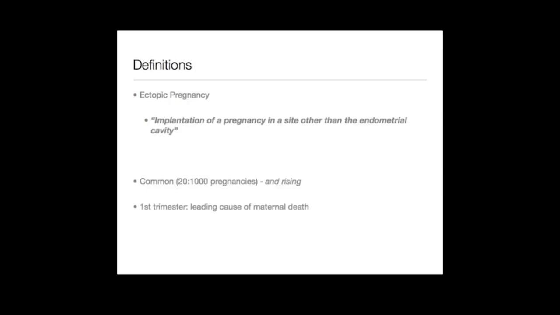So, let's start with definitions. Ectopic pregnancy may be defined as the implantation of a pregnancy in a site other than the endometrial cavity. As already mentioned, it is a common condition affecting up to 20 in every 1,000 pregnancies. Importantly, the incidence of ectopic pregnancy is rising, and this is partly due to an increase in detection rate because of better resolution ultrasound, but also because of the increased prevalence of pelvic infections, which, as we'll go on to see, is an important risk factor. It is also important to note that ectopic pregnancy is the leading cause of maternal death during the first trimester.